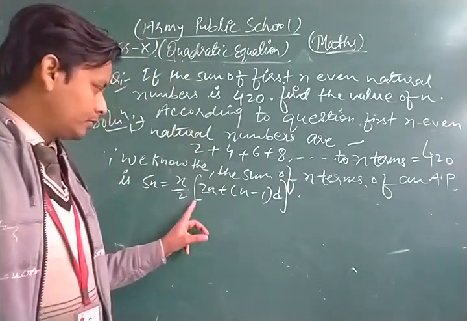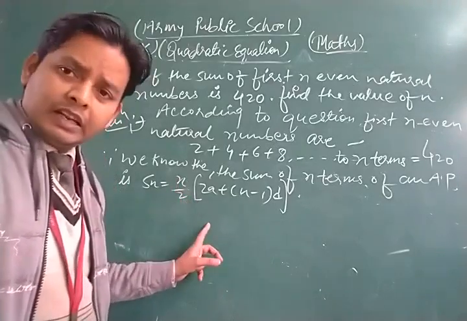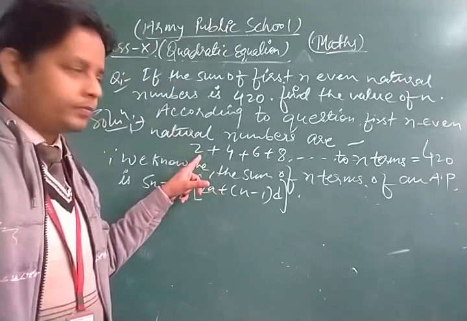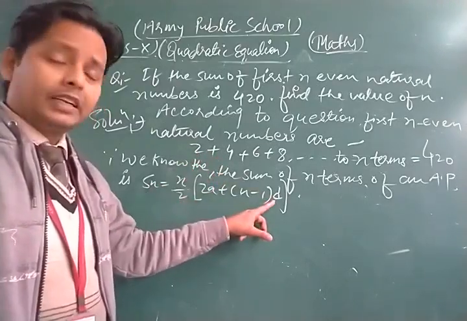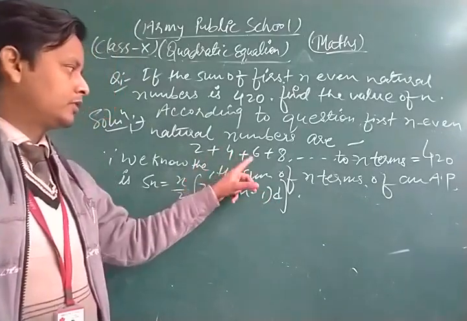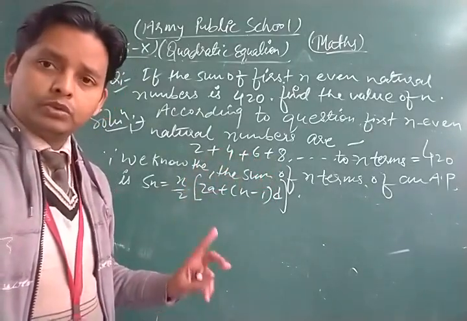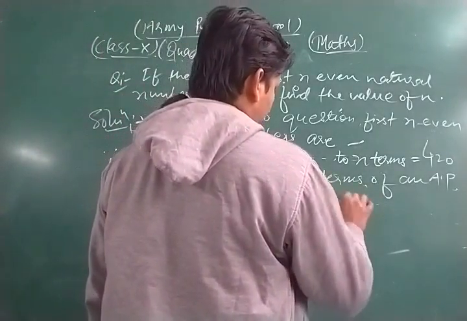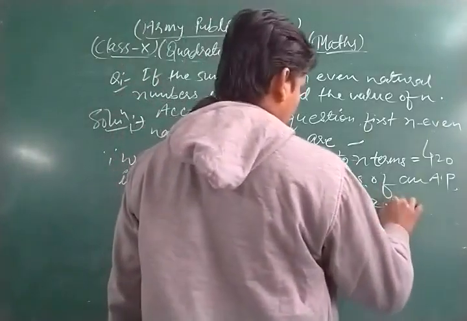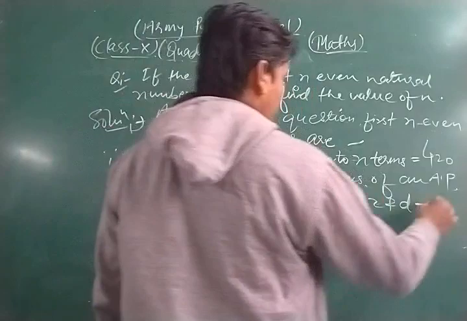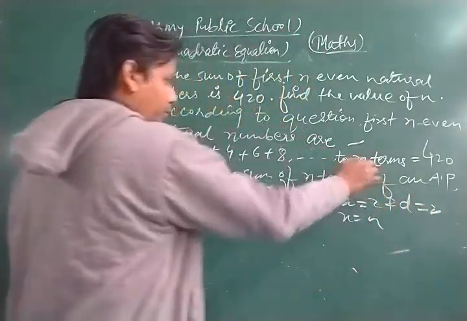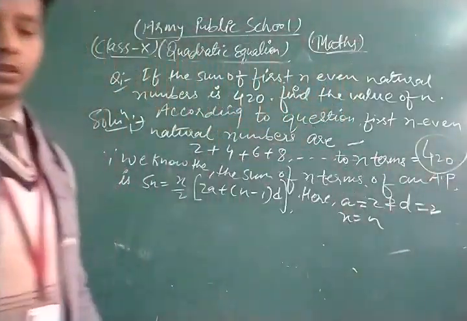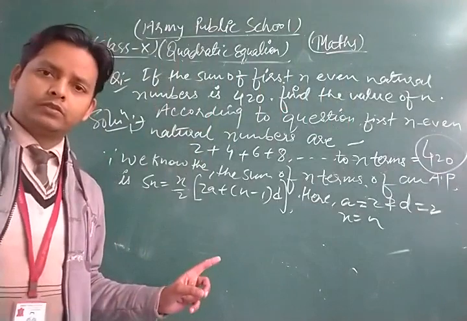Now for that question, the value of a, that is the first term, is 2. The value of d, that is the common difference, is 4 minus 2, 6 minus 4, 8 minus 6, that is 2. So the value of a is 2, the value of d is 2 also, and the value of n is n, because there are n terms. And the sum of n terms is given as 420, so we put the value of the sum of n terms as 420.